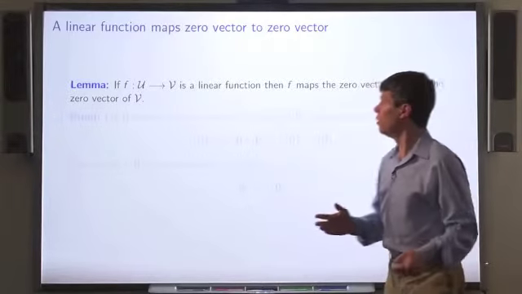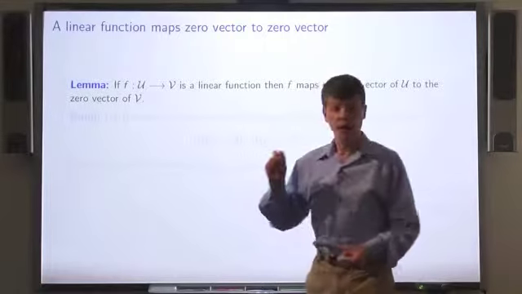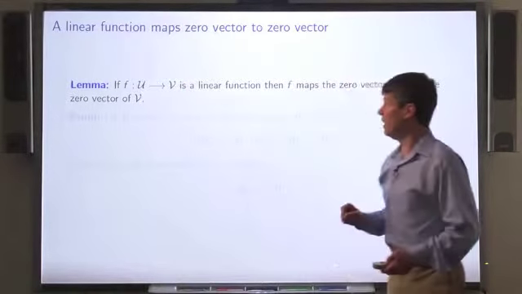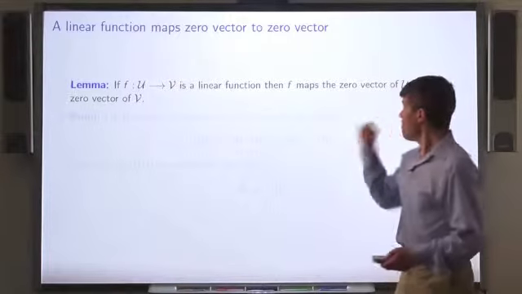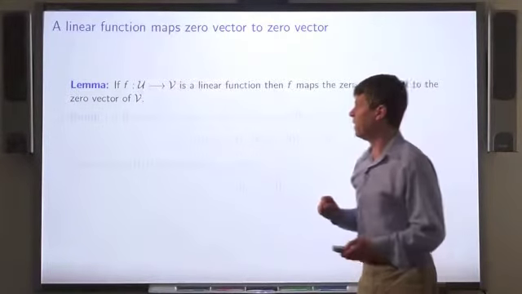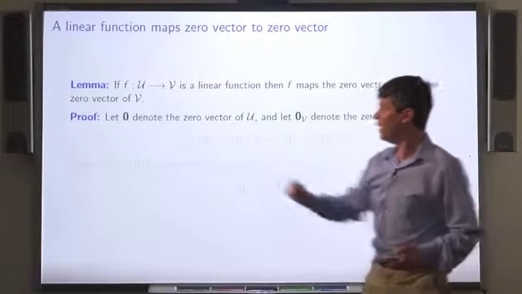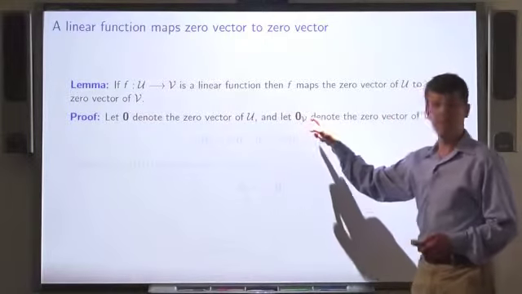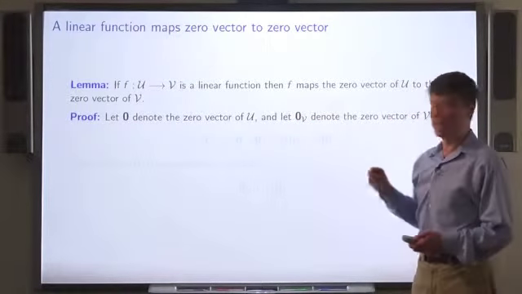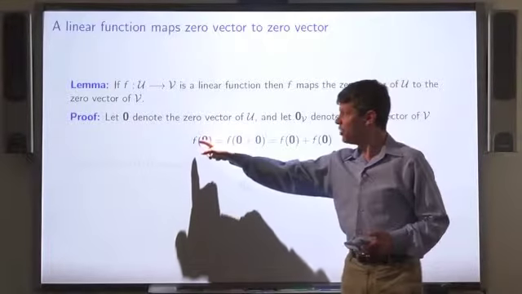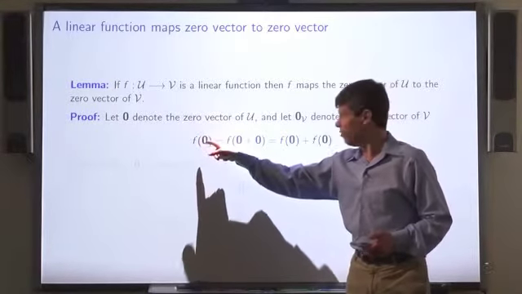We now show that if f is a linear function with domain big U and codomain big V, then it maps the 0 vector of big U to the 0 vector of big V. Here's the proof. Let 0 denote the 0 vector of big U, and let 0 sub V denote the 0 vector of big V. Now let's apply the function f to the 0 vector.